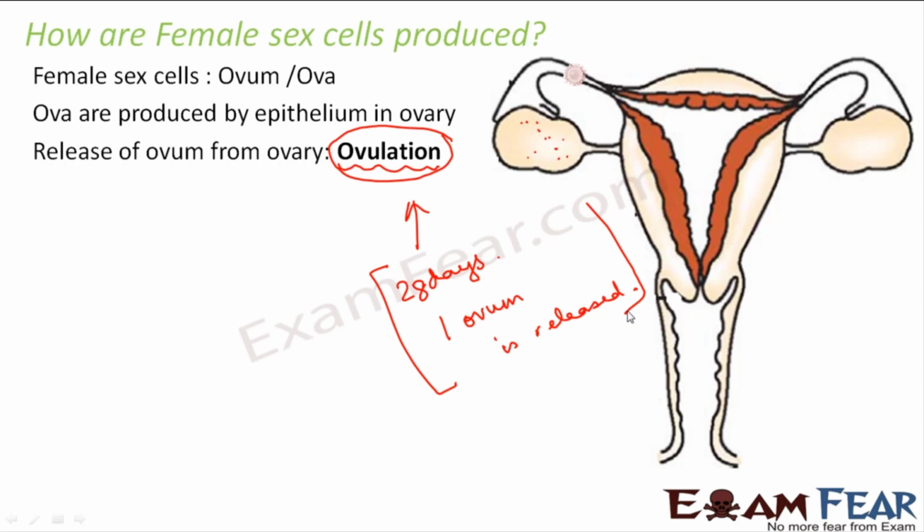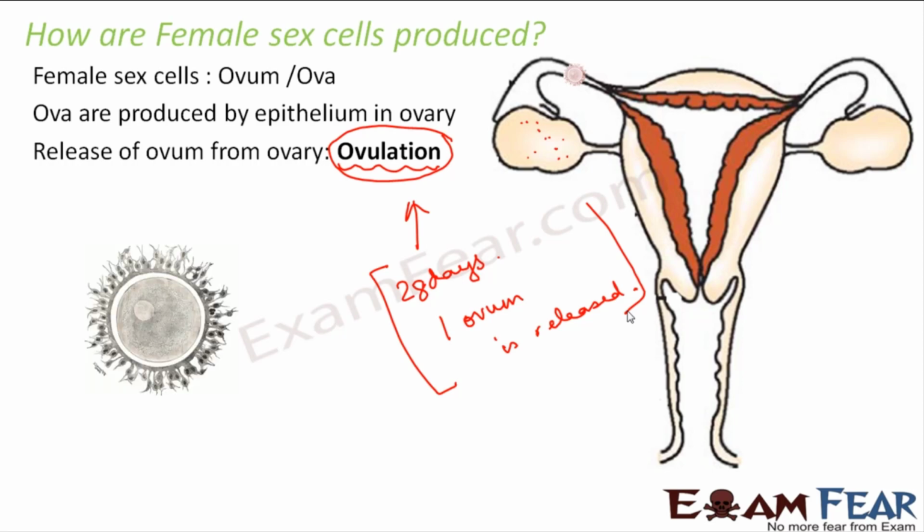Clear? So now we know how the male cells are produced. Now we know how the female cells are produced. So now what we are yet to study is how the fusion between the male sex cell and the female sex cell actually takes place. So this is how a female sex cell looks like. This is how an ovum looks like.